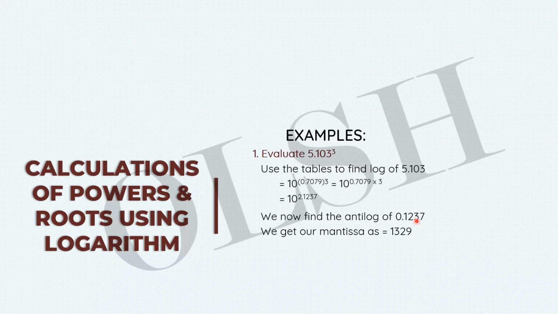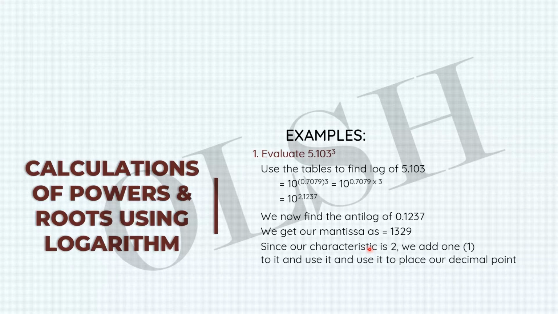Once we read off that value, we go to the column of mean differences, read off the column that has 7 written on it, because that's our 4th digit. Read off that column where it coincides with the row of 12, and we have our mantissa, which is 1329. Since our characteristic is 2, we add 1 to it, and we're going to have 3. So we're going to move our decimal place 3 steps to the right. If we do that, we're going to have 132.9.